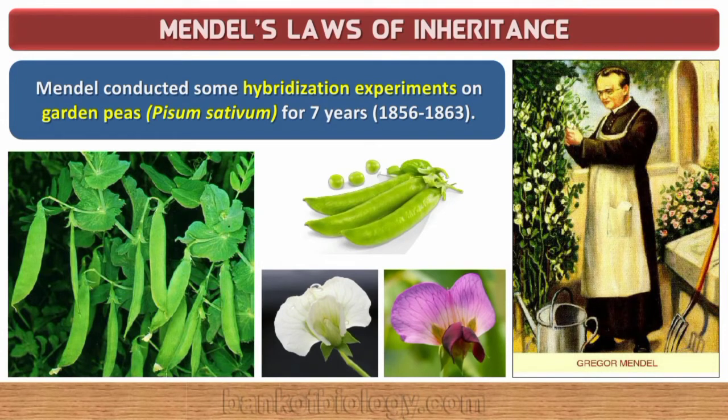Gregor Johann Mendel was the father of inheritance. He proposed laws in biology. These are called Mendel's laws of inheritance. Mendel conducted hybridization experiments on garden pea, whose scientific name is Pisum sativum. He experimented on them for about 7 years, from 1856 to 1863.